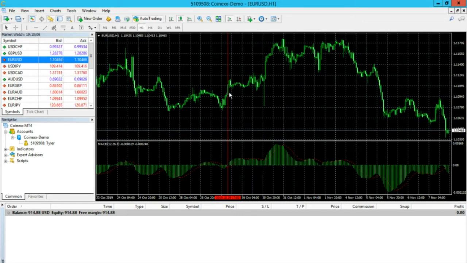So let's say you've gotten in a buy there. Well, you would have bought here and the market went up. So you would have won about 67 pips right there. So that'd be great.